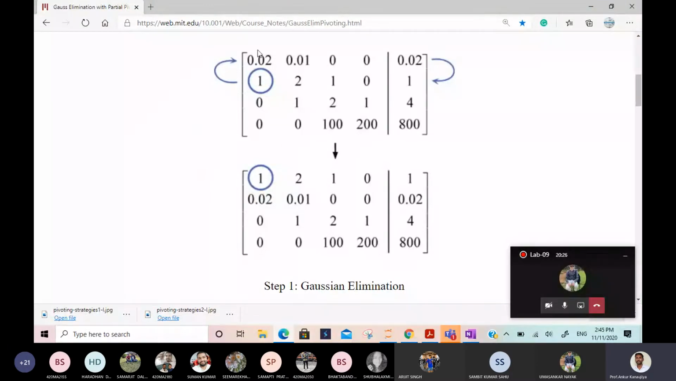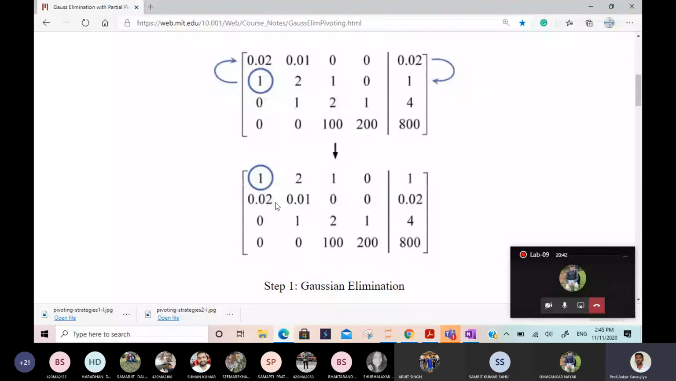So we'll get this one. That means the second row will become the first row, and the first row will become the second row. After that, with the help of this one, we'll try to make this entry 0 with the row operation. These two entries are already 0, so we have to make only this 0.02 entry 0.